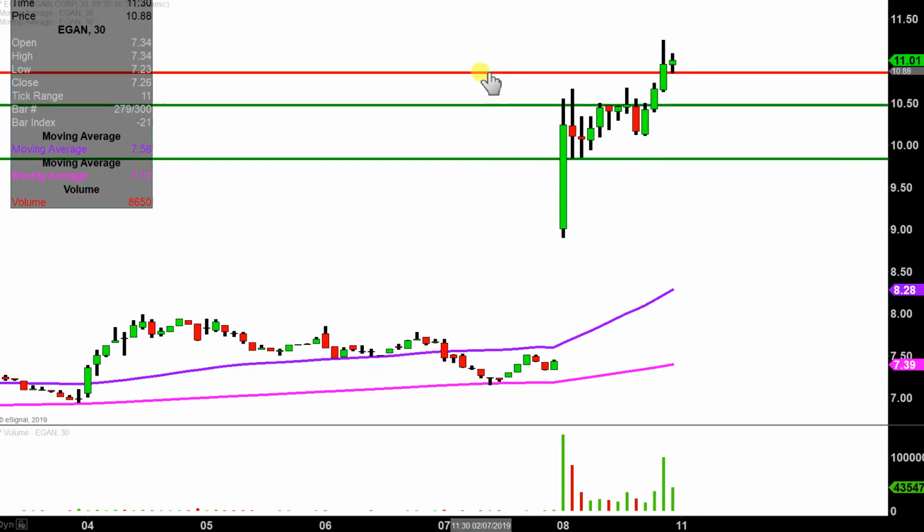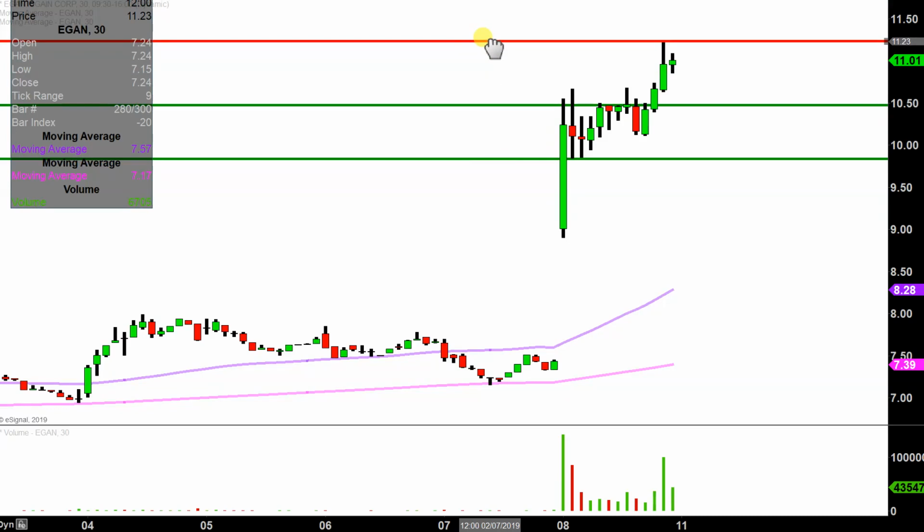As far as resistance levels and where the sellers are, nothing complicated here other than the fact that the party stopped today right up around 11.25. So that'll be public enemy number one going forward.